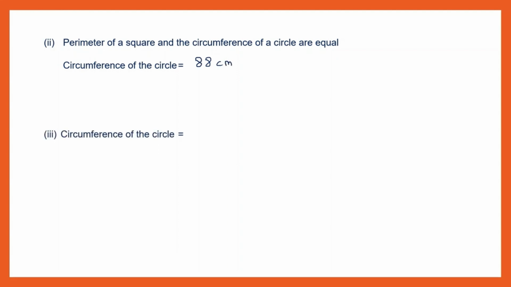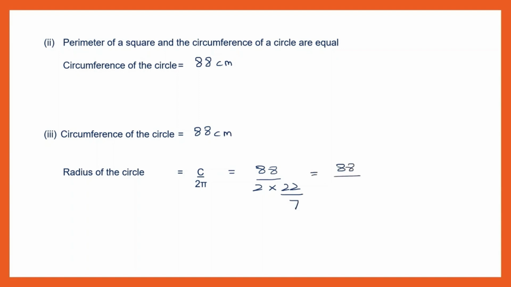Now that we know the circumference of the circle, let's find the next thing, that is we are asked to find the radius of the circle. So let's use the formula circumference by 2 pi. So circumference is 88 divided by 2 pi. 2 into pi is 2 into 22 by 7. So here we get 88 divided by 2 into 22 by 7, which is 44 by 7.